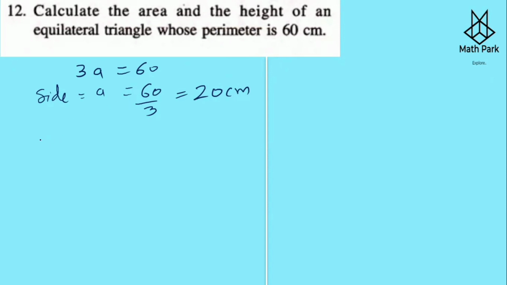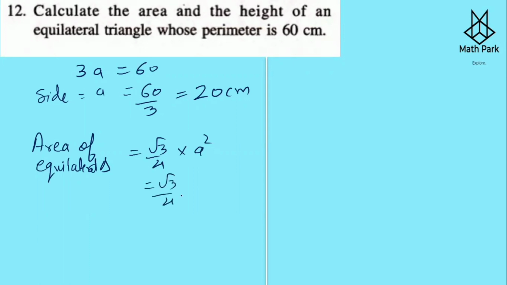So let us find the area of the equilateral triangle. What is the formula we have? Area of an equilateral triangle is root 3 by 4 side square, a square. So which is root 3 by 4 into 20 into 20. 4 5s are 20, 20 times 5 is 100 root 3. 100 root 3 centimeter square.